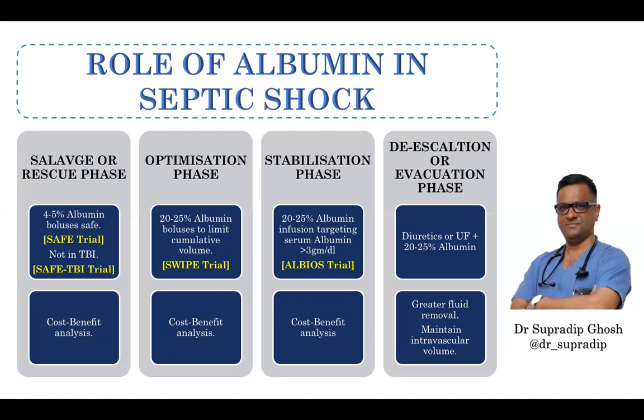Thirdly, in the stabilization phase, where we don't need fluids for resuscitation, 20 to 25% albumin infusion, targeting a serum albumin of more than 3 grams per deciliter, may be beneficial, may decrease mortality in patients with septic shock. This is based on weak evidence from the subgroup analysis of patients with septic shock from the ALBIOS trial.